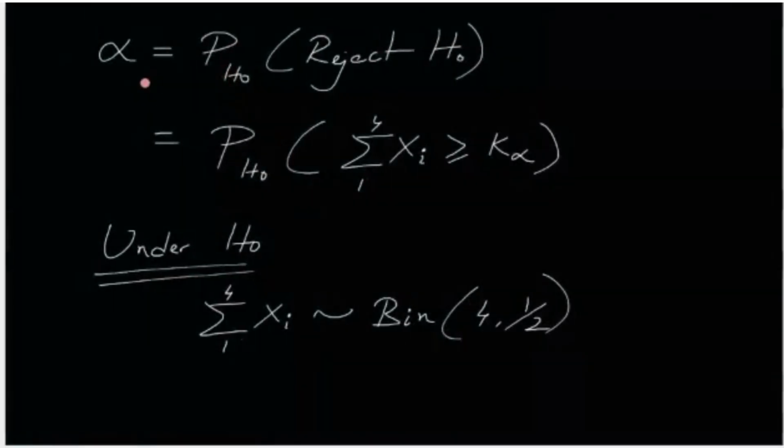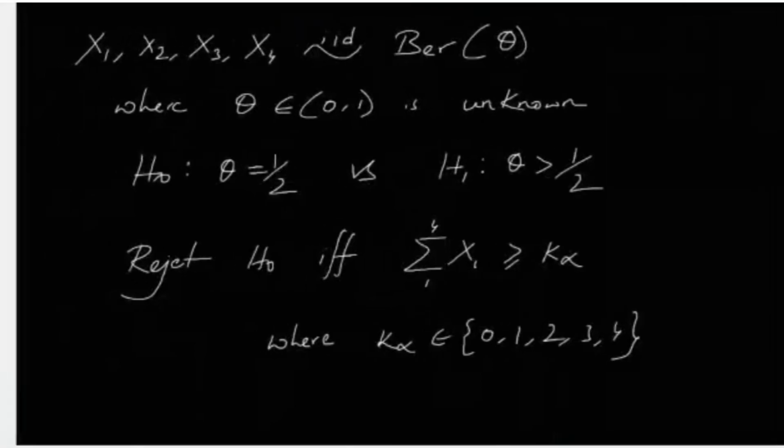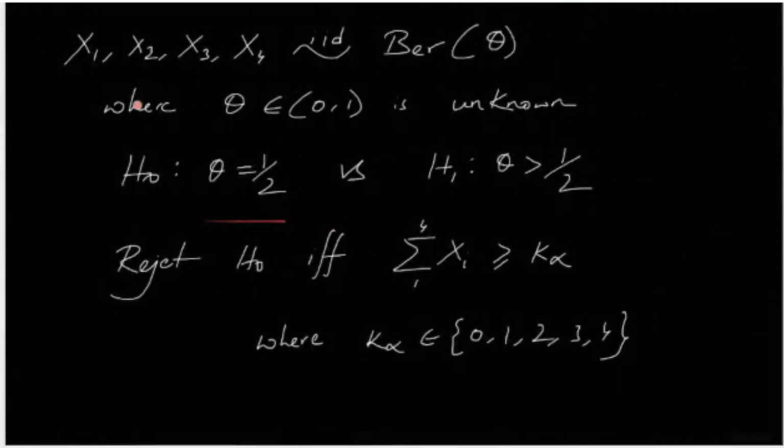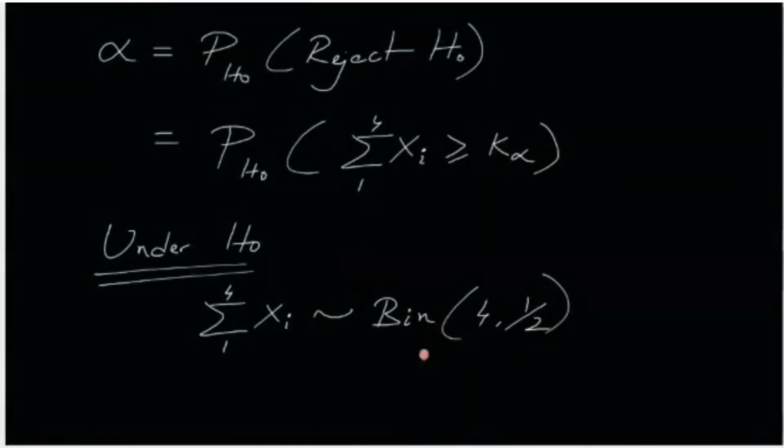We know that alpha is the size of the test. So alpha equals the probability under H naught of rejecting H naught, that is, the probability under H naught that summation Xi is greater than or equal to k alpha. Under the assumption of H naught, theta is half, so each Xi follows Bernoulli(half). Therefore the sum follows a binomial distribution with parameters 4 and half.